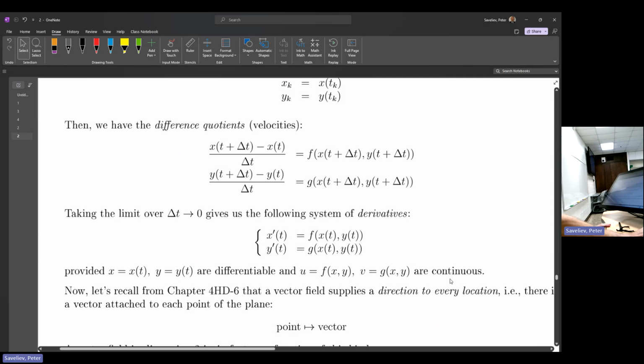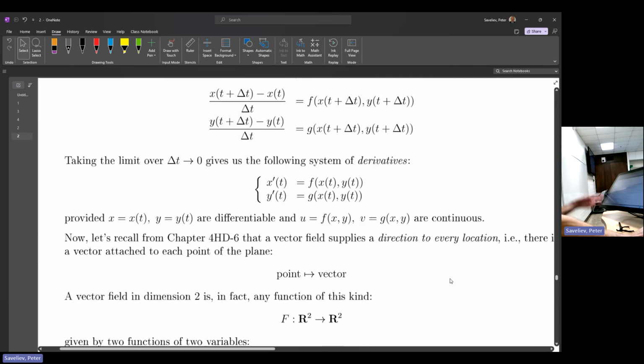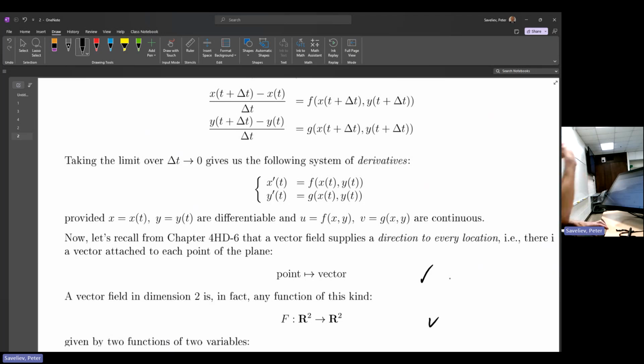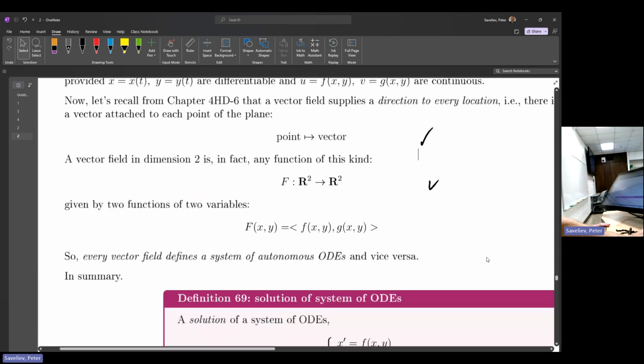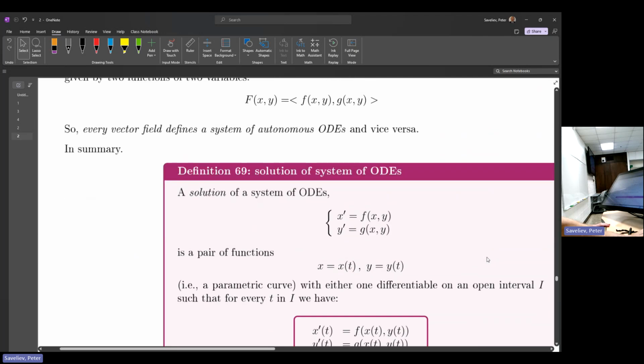The right-hand side is a vector field, which is a function from R2 to R2, as I mentioned before. Every point on the plane is accompanied by a vector, which indicates the direction and the speed of the motion at that location of that particle. If you are here, this is where you're moving. All right, so let's write it out for the record, what it means for a parametric curve to be a solution.